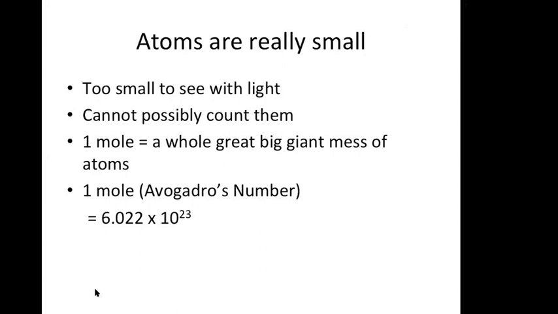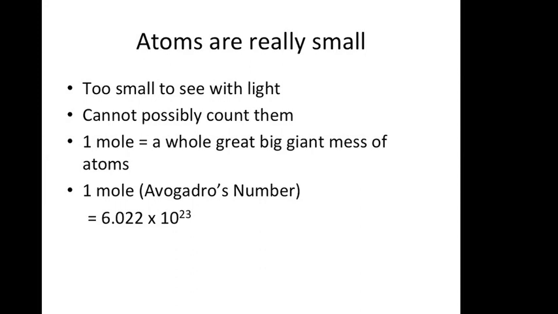We can't possibly count them. Even if we had anything that we could see, there would be more atoms than we could possibly count in a lifetime. So what we do is we use a bigger number, and the mole is a great big giant mess of atoms. It has a specific number, and there's a history as to where this comes from. But this number down here, 6.022 times 10 to the 23rd, is equal to 1 mole. It's also called Avogadro's number. But it's just a number.